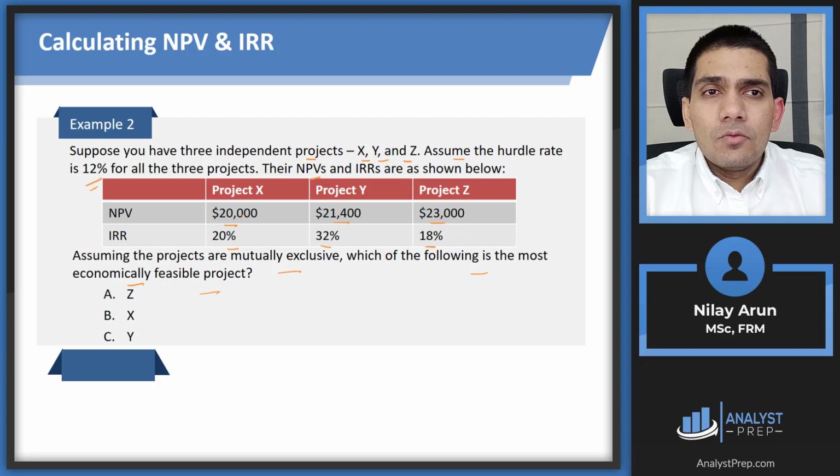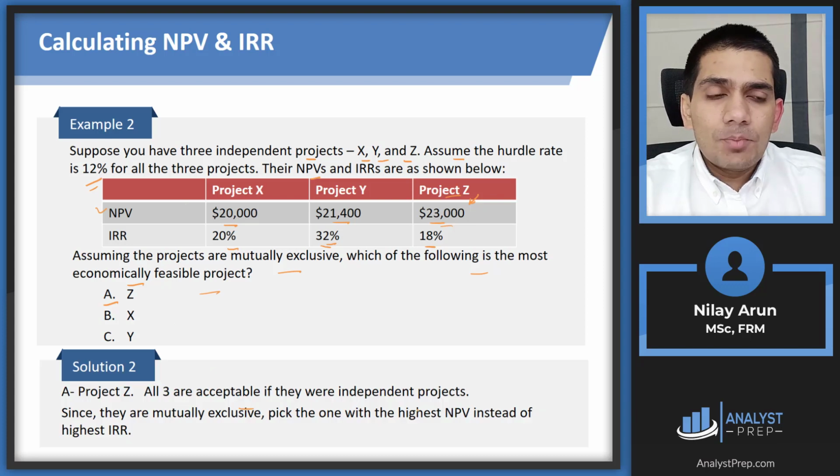Now here, you can see that the highest NPV is in project Z, which is 23,000. But the highest IRR is in project Y. So again, this is a case of conflicting conclusions given NPV and IRR. Now, whenever NPV and IRR are not agreeing on the final outcome, the rule, as we just said, was that we go with what NPV says. So in this case, we ignore the IRR outcome. We look at what NPV has said, and the highest NPV is for project Z. So this is the project that we select. So the answer is A.